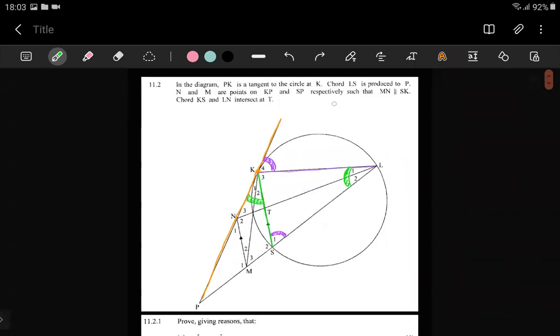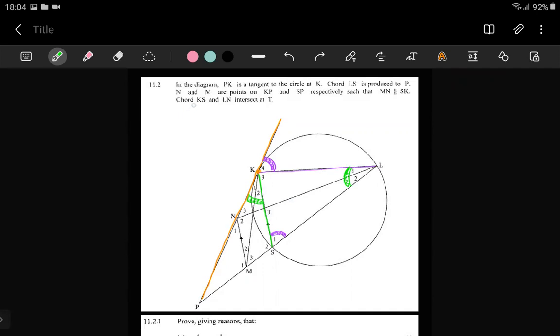They may be helpful. It then says here, M and N. Where is M and N? M and N are points on KP. There's KP. They said M and N are points on KP and SP respectively. So M is on SP, N is on KP. And then it says here such that MN is parallel to SK.